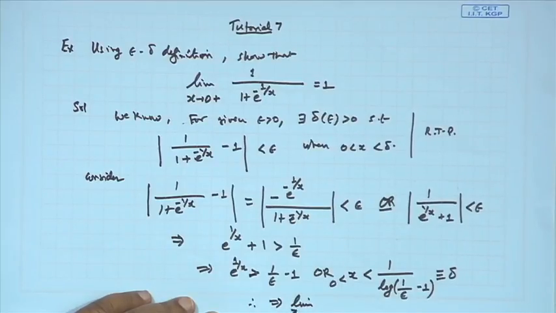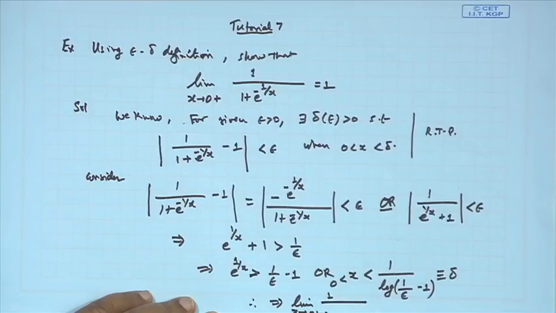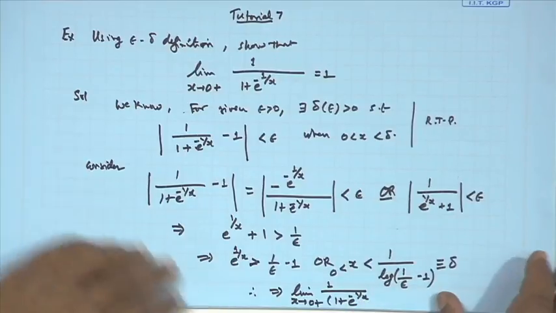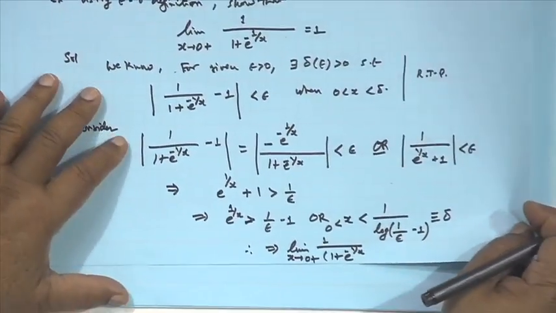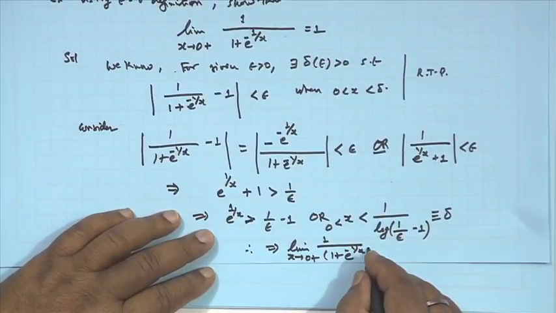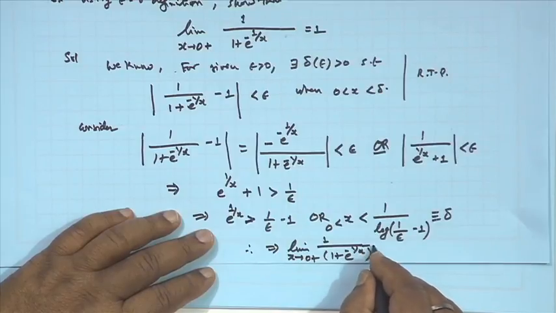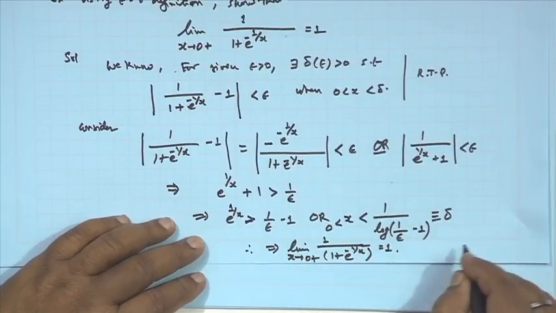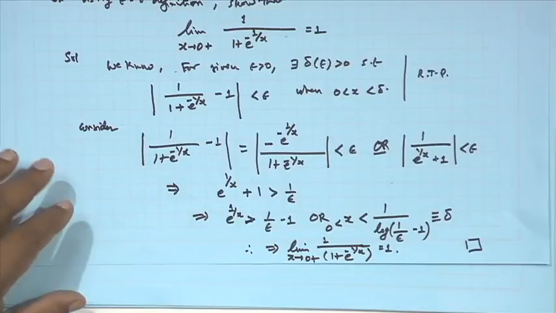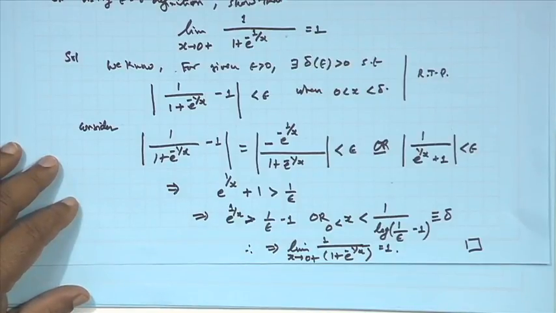The limit as x tends to 0 plus of 1 over 1 plus e to the power minus 1 by x is 1. So, that is the proof. Okay, so it is clear.